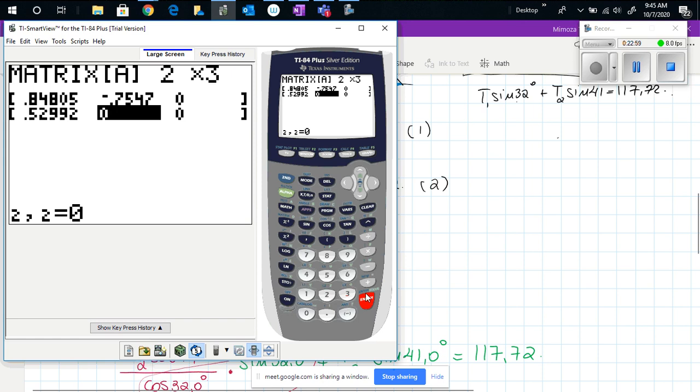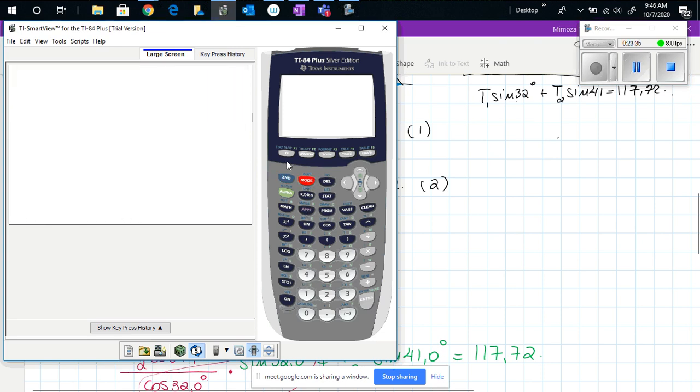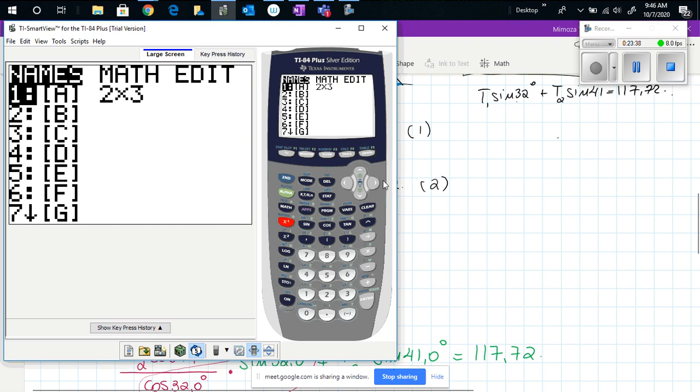Enter. And then the second coefficient on the second equation is sine 41. So sine 41. Enter. And then the last term is 117.72. And then you enter. Is this clear? Okay. And then after you enter the information that you have from the equations, quit and go back to matrix.